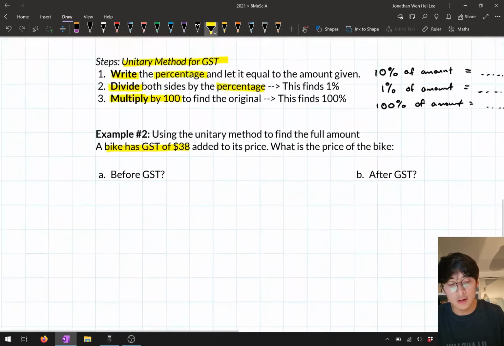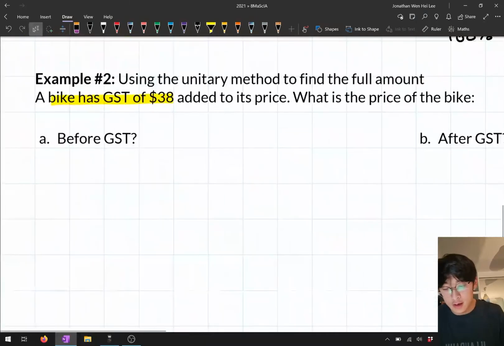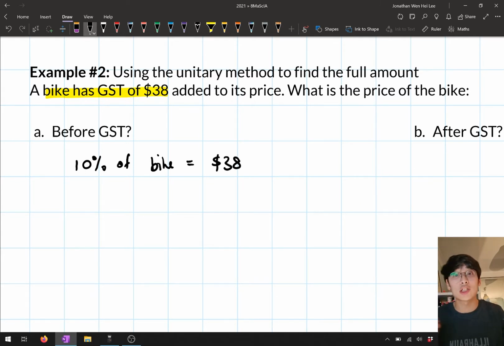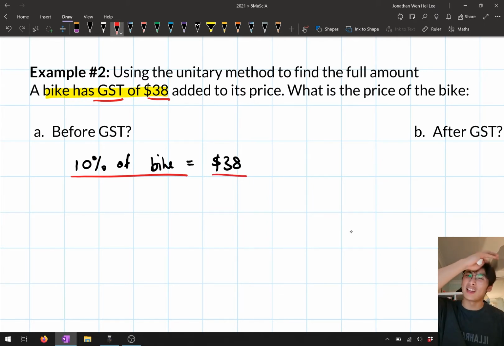So what I did was, firstly I start off by writing, okay, GST is just 10% of the amount. So 10% of the bike is equal to $38. The GST that I pay for this bike is $38, and so that tells me that 10% of the cost of the bike is $38.